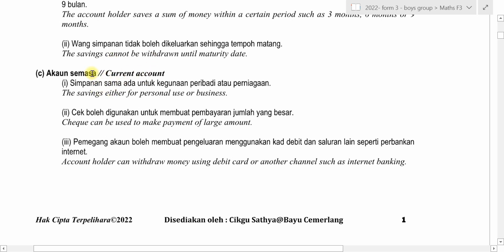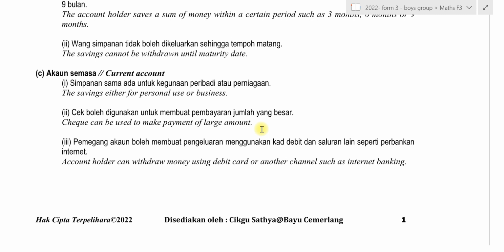Next is the current account. Current account is normally what we call a company account. You own a business, you want to use a checkbook, then we use a current account. The savings are either for personal use or business use. A check can be used to make payment of a large amount. Even though you don't have any money now, if in 2 days time money is going to enter your bank account, you can still issue the check. After 1 week you can withdraw this.